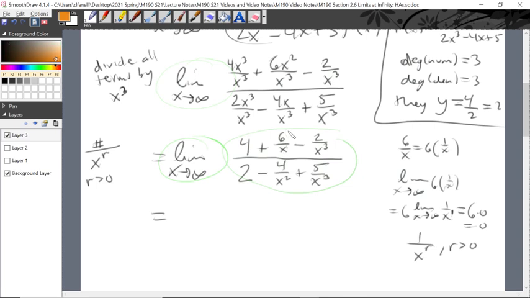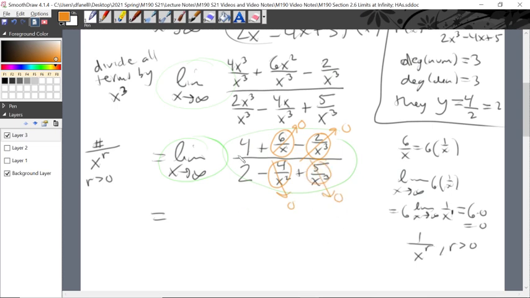So we say that each one of these terms, as x gets very, very large, goes to 0. And you can write it this way in your work as well. So I'm putting an arrow through there saying it's going towards 0. All right, this one's going towards 0. This one's going towards 0.